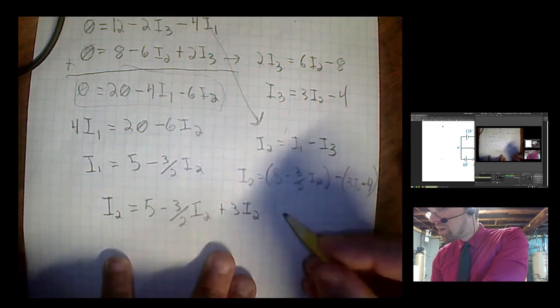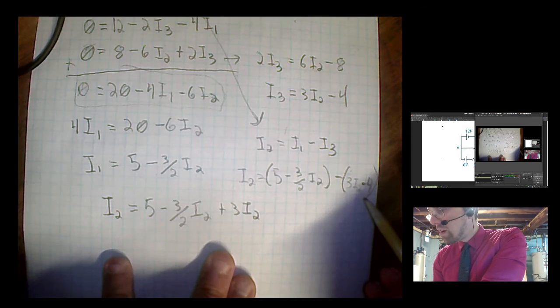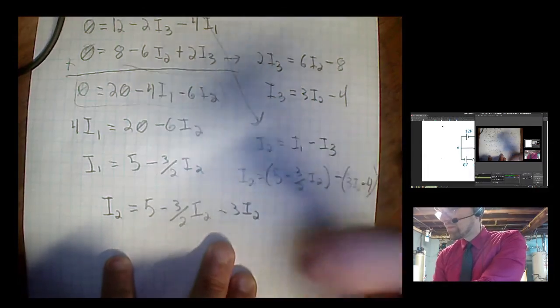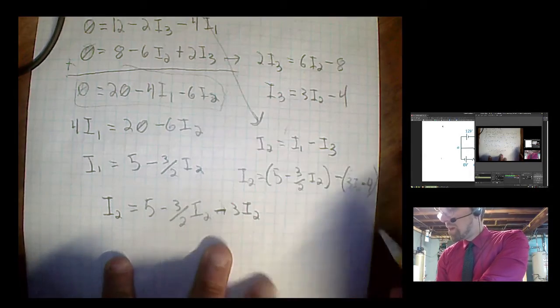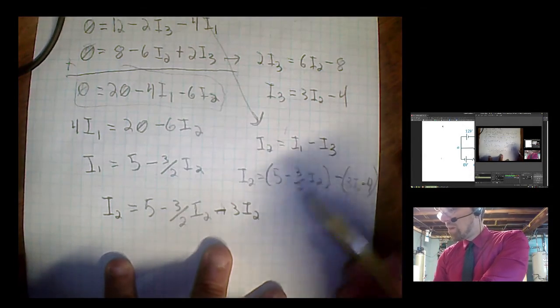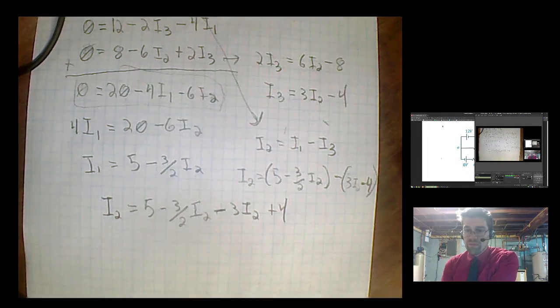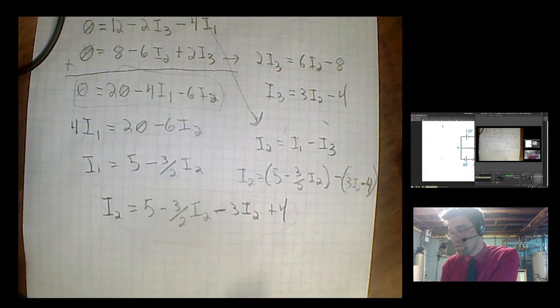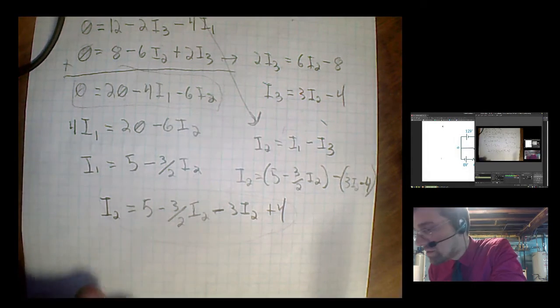plus 4. Alright, because... oh wait, see, I did it already. I'm going to minus 3 I2. But I'm going to subtract a negative 4. I'm going to add 4. Alright. So I have only I2s now. Okay. Let's do some algebra.